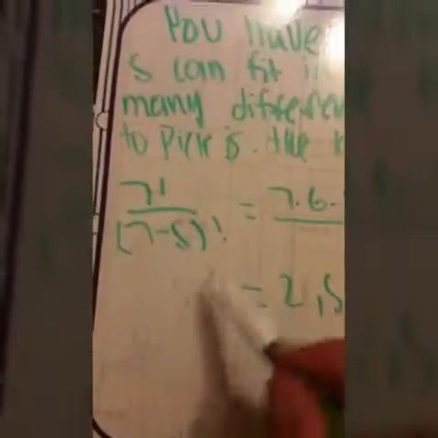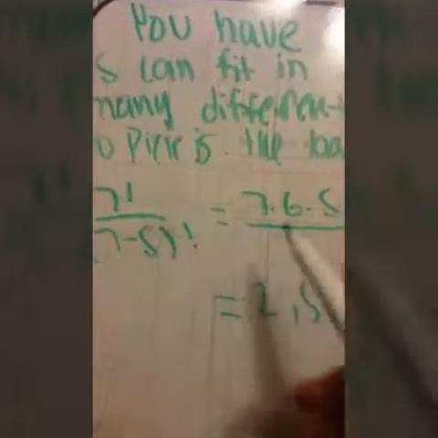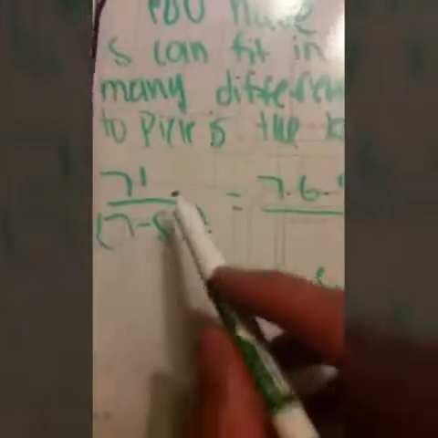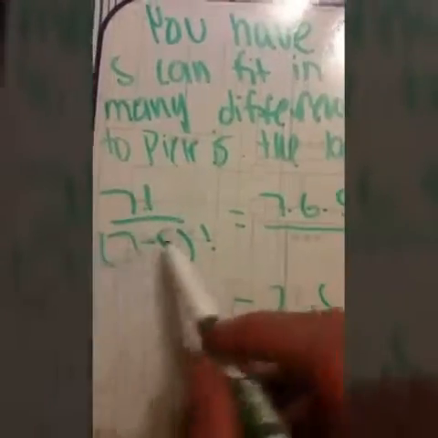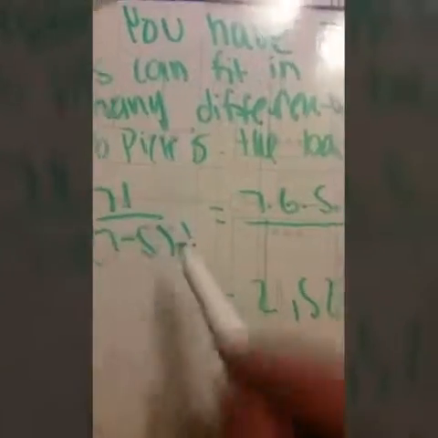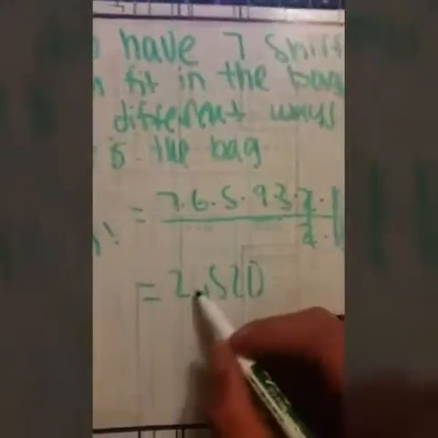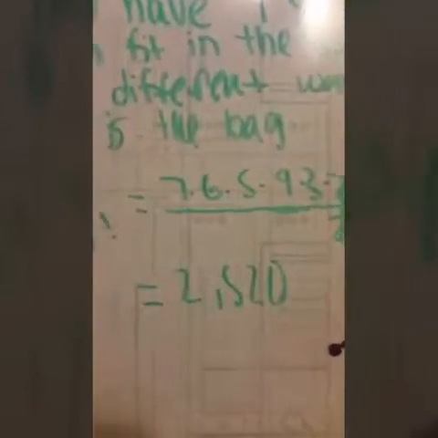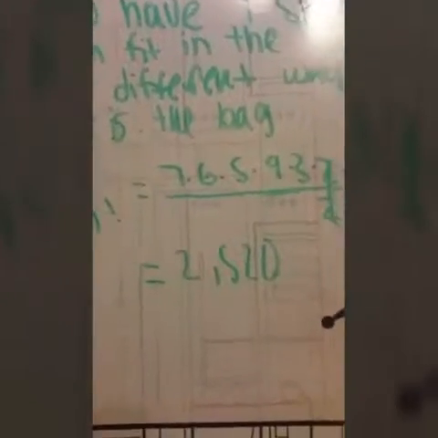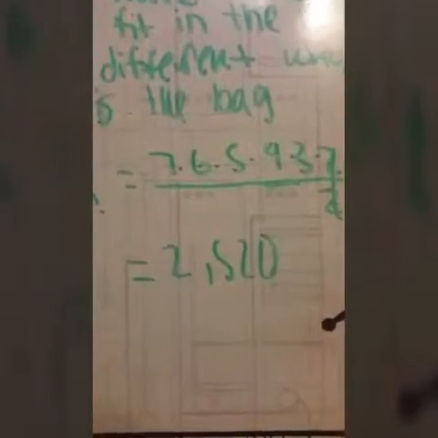So now you just rewrite the problem. I did it this way this time. And once you simplify the 7 factorial over 7 minus 5 factorial, you would get 2,520. So knowing this, we can state that permutation has a greater outcome than combinations.